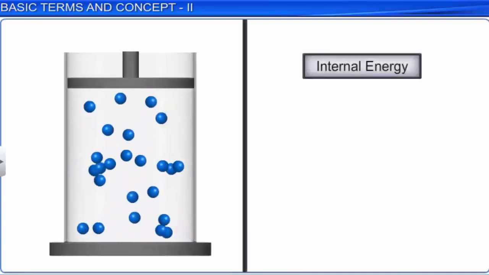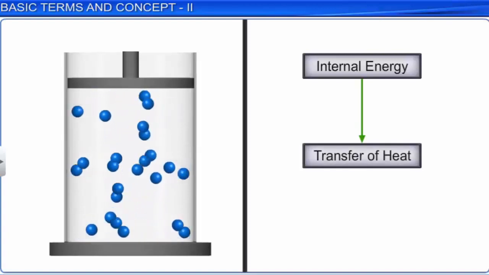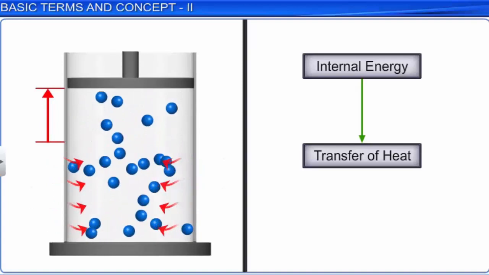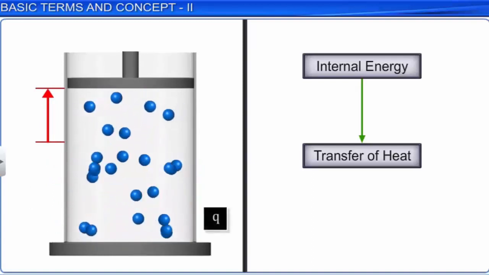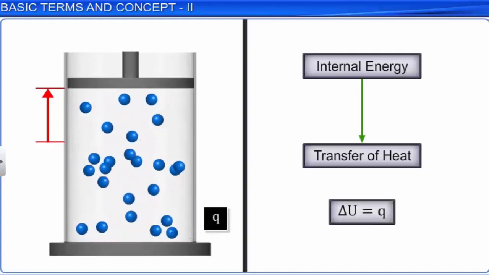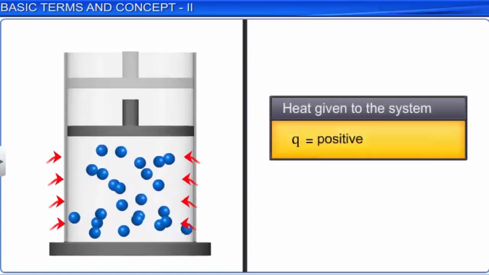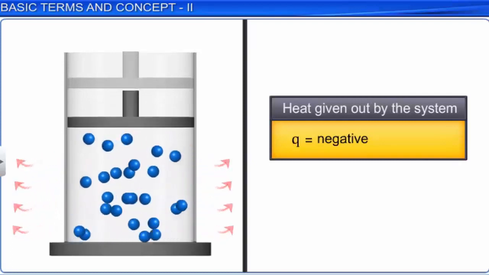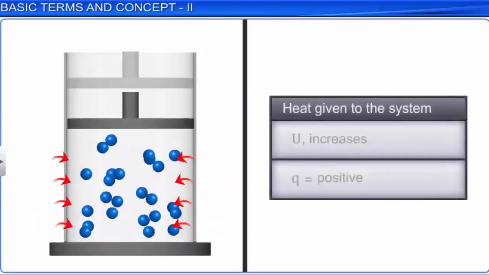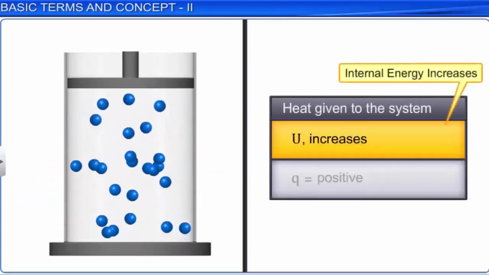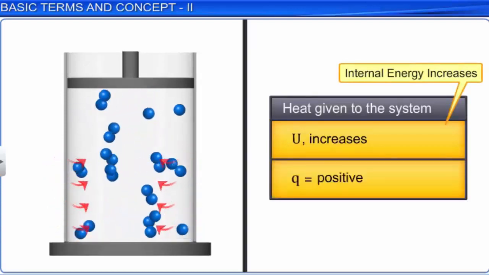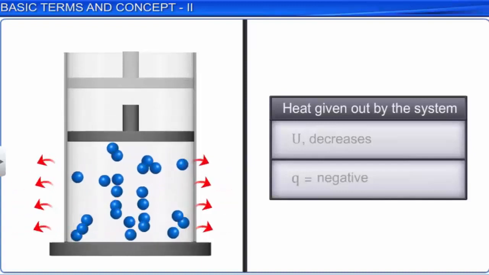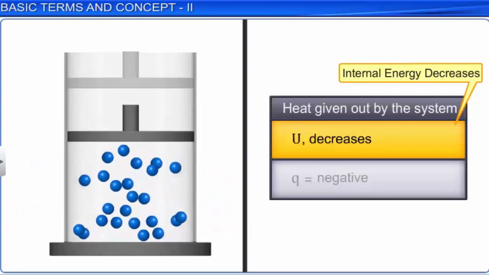A change in internal energy can also be brought out by the transfer of heat. Heat transfer takes place from the system to the surroundings, or vice versa. The exchange of energy due to temperature difference is called heat Q. Therefore, delta U is equal to Q. Q is positive if heat transfers from the surroundings to the system, and negative if heat transfers from the system to the surroundings. If heat transfers from the surroundings to the system, then internal energy increases, and hence Q is considered as positive. On the other hand, if heat transfer takes place from the system to the surroundings, then internal energy decreases. That is, Q is negative.